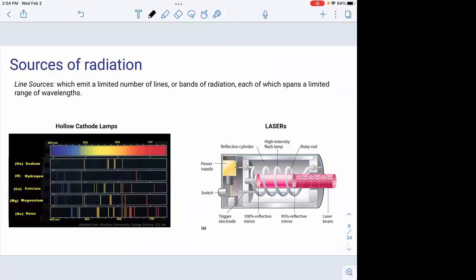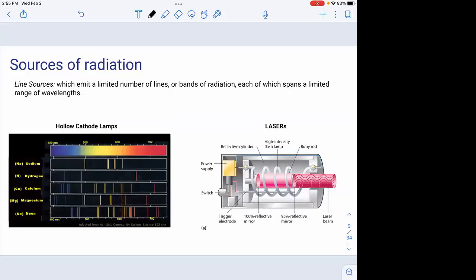All right, so the other common kinds of source radiation that you might find are line sources. So the cool thing about line sources is that they emit a limited number of lines or bands of radiation, which span a very limited range of wavelengths. And so a couple of examples that are common in spectroscopy instruments are a hollow cathode lamp.